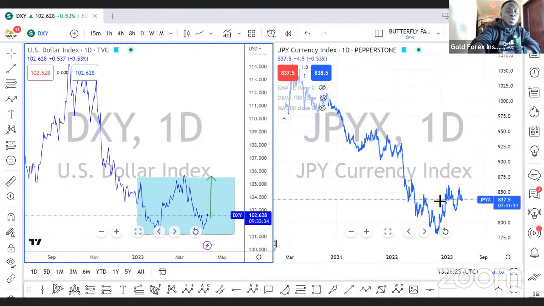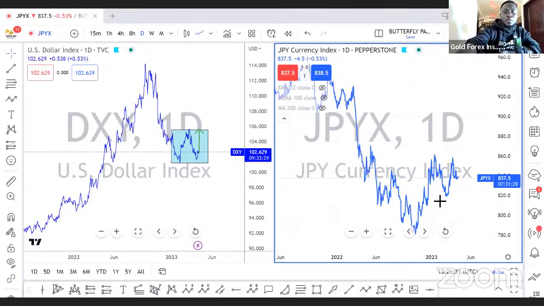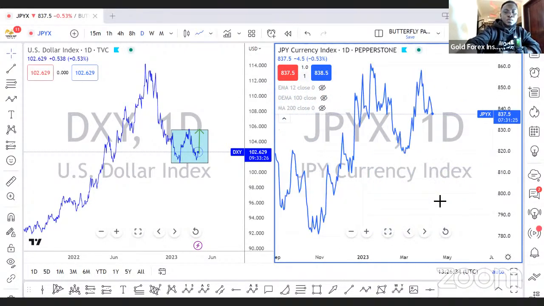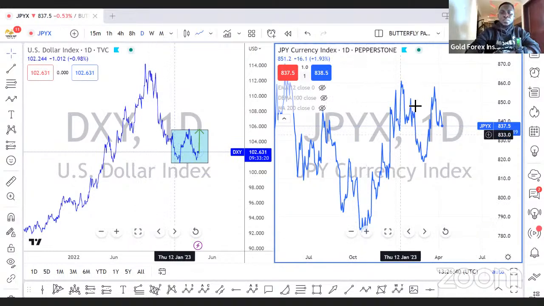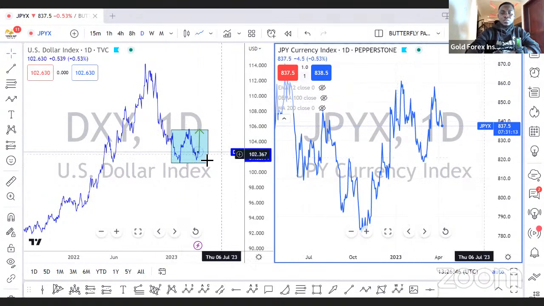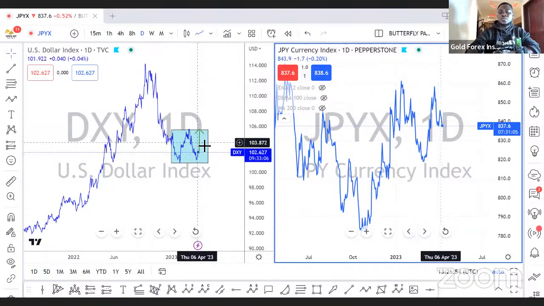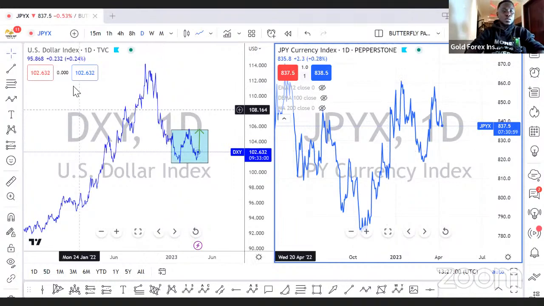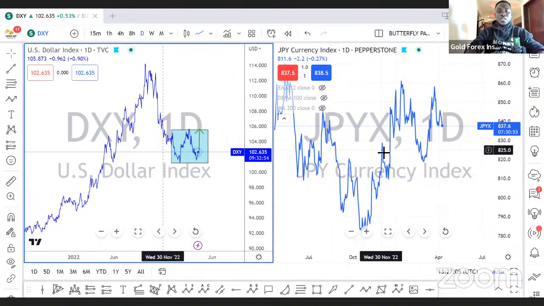Okay, so let me make it more clear. When this one came down, this one went up. It has an inverse relationship. When this one goes up, this one comes down. When this one comes down, this one goes up. When this one is coming down, this one is lagging, so it has to push up a little. So it seems that it has an inverse relationship.